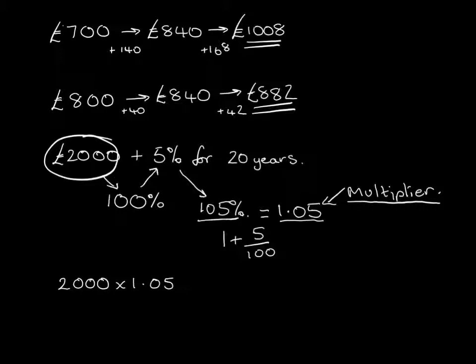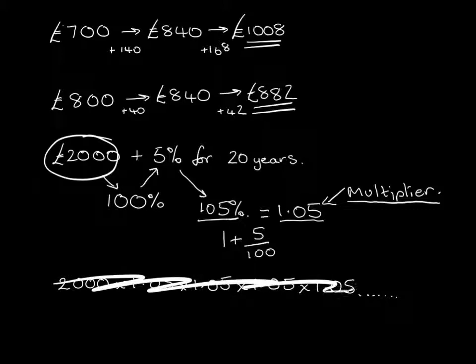But we don't want it just for 1 year, we want it for 20 years. So we're going to do 1.05, oh, I'm bored already. 1.05, 1.05. Right, no, let's not bother with that. We've got to streamline it, so it's going to be much, much easier.